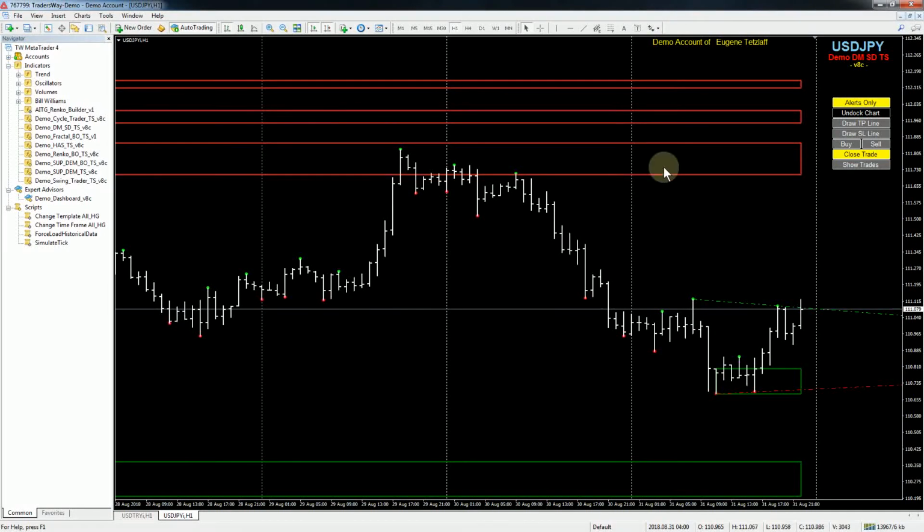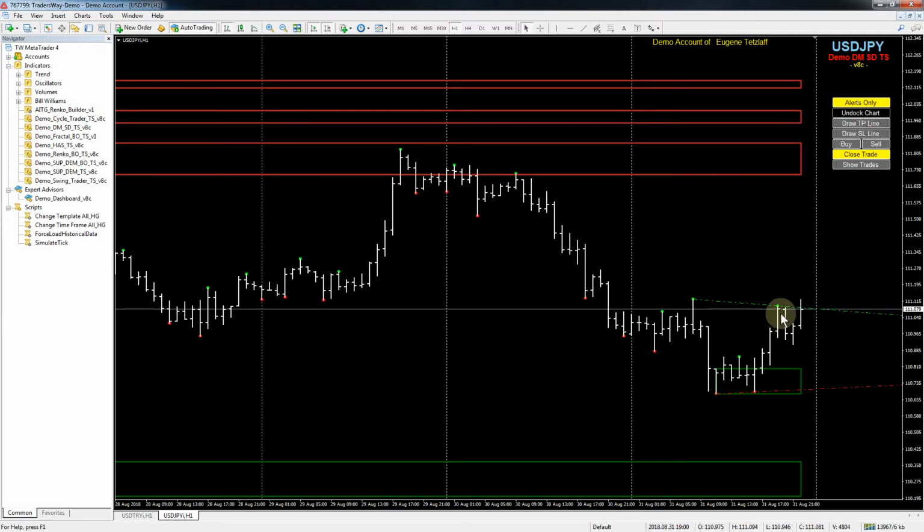Now these are the supply zones, the red ones. The green ones are the demand zones. They are not used for anything by the TS itself. These are here just for you to look at.